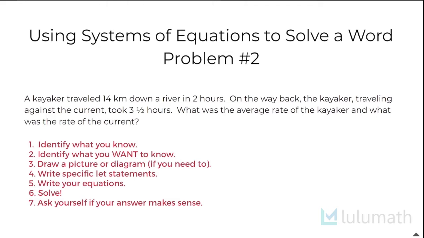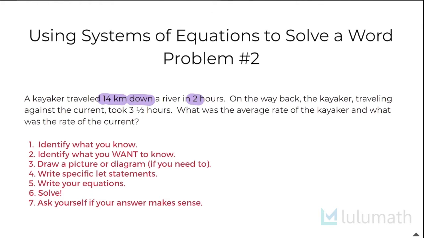So in our last video, we had some steps that we could follow to help us to properly set up and solve these types of word problems. So step number 1 is to identify what you know. So we know that a kayaker traveled for 14 kilometers, he was going down a river, that's important, and it took him 2 hours, okay?